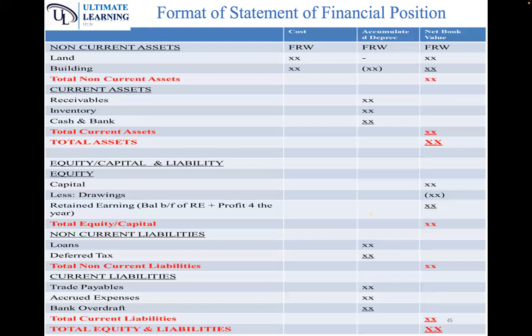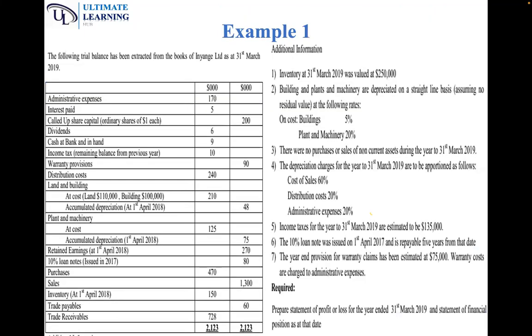Now, we also read through a question that we were just about to start. So let me take 1 minute or so to read through the question we looked at. So the question 1 read, the following trial balance has been extracted from the books of Inyanje Limited as at 31st March 2019. So a year that ends on 31st March 2019, that year starts in 1st April 2018. So note that the start of the year is 1st April 2018 and the end of the year is 31st March 2019. And then there is the additional information that was given in that question.